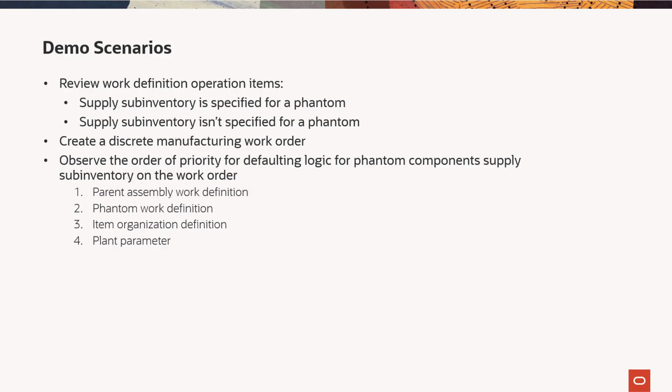The first priority is the supply subinventory of the Phantom in the parent assembly work definition. The second priority is the supply subinventory of the component in the Phantom work definition. The third priority is the supply subinventory of the component in the item organization. The last priority is the supply subinventory defined for the manufacturing plant in the plant parameter.